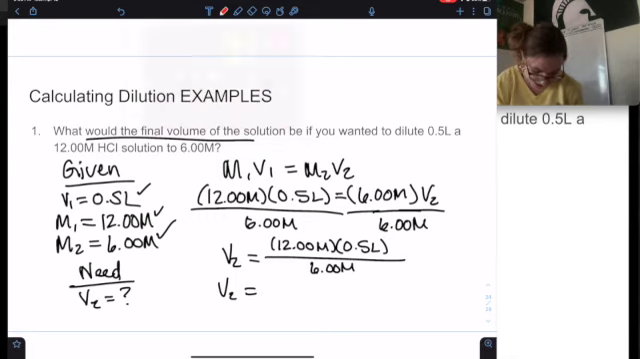If we take a moment to check our units, we see that we've got molar on top, molar on bottom. Those are going to cancel out. We're left with liters, which makes sense. We're looking for a volume, so we would be looking for liters. So I'm going to go ahead and do the math here.